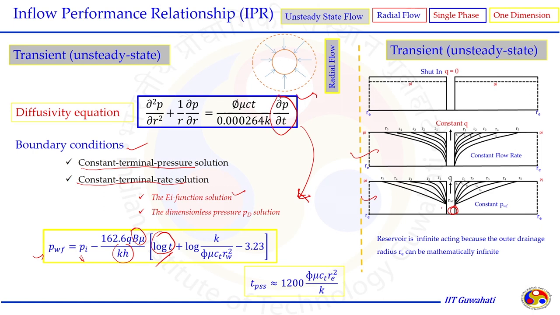The time to reach the pseudo steady state condition by this reservoir can also be calculated with this expression. This expression has the properties of the reservoir like phi and k, and the properties of the fluid, that is mu, and of course it will also depend on the radius of the reservoir RE, because the time required to reach that radius is the time to reach the pseudo steady state condition. Here in this expression, the time is given in hours, permeability is in millidarcy, and CT is the total compressibility, which has the unit of pressure inverse.